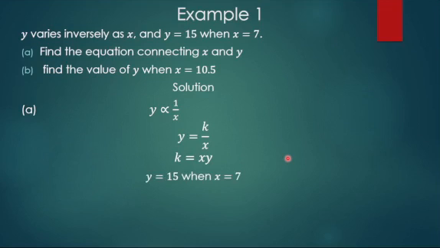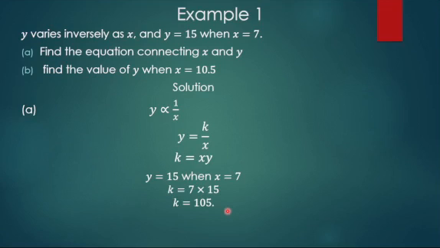We already know y to be 15 and x to be 7. So we just substitute. Wherever we see y, we put 15. Wherever we see x, we put 7. And so k is equal to 7 times 15. And if you do that correctly, you are simply going to have 105. So it means then that k is equal to 105. So we have solved question A.